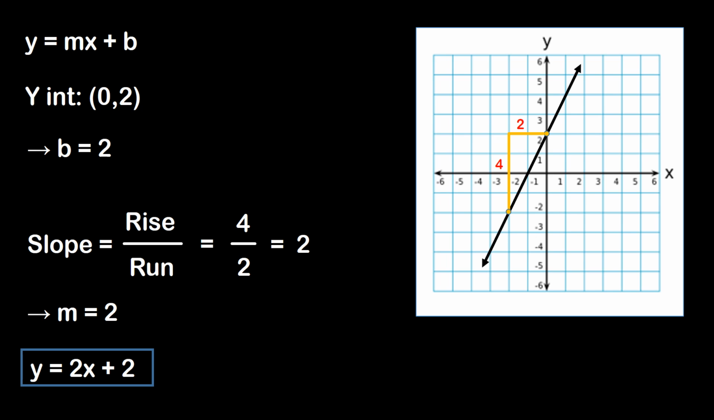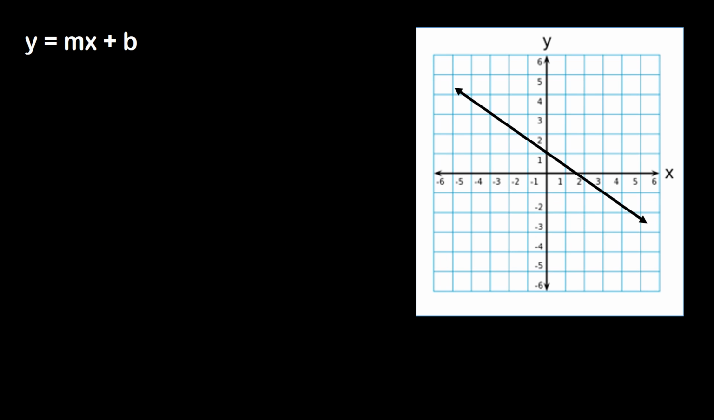So we'll do a few more examples. Once again, the first step is to find the y-intercept. In this case, we notice that the graph intercepts the y-axis at the point (0, 1). So therefore, the y-intercept is (0, 1), and our b value is 1. b is equal to 1.